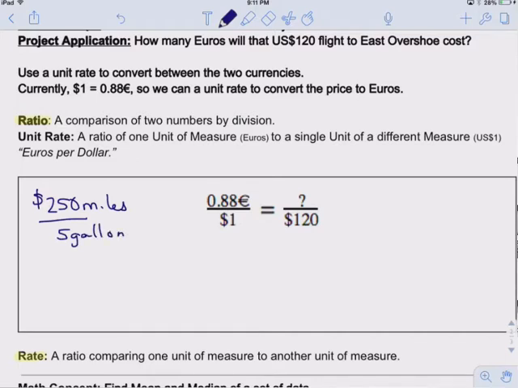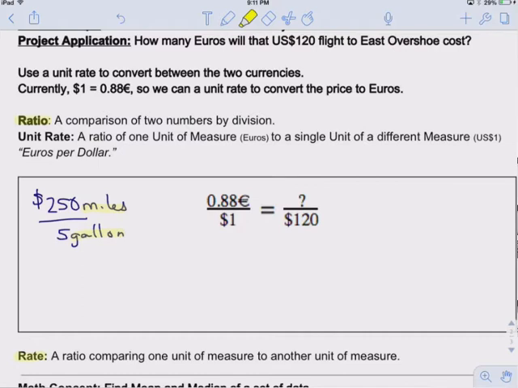You are comparing one unit of measure, miles, to another unit of measure, gallons. So that is called a rate. It's a ratio comparing one unit of measure to a different unit of measure by division. All right, so that is a rate, and then we have what's called a unit rate.